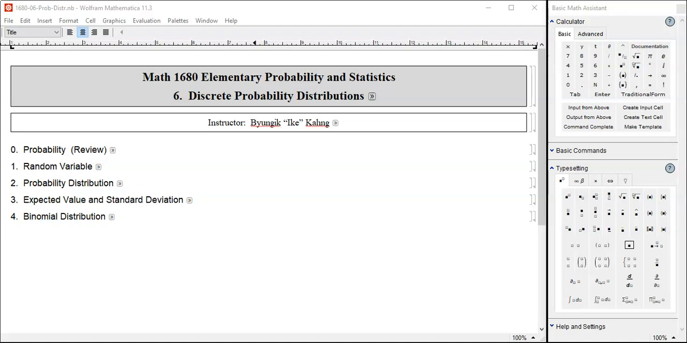Hello students, welcome back. In the previous video, we studied the probability mass function. Now let's study the cumulative distribution function.